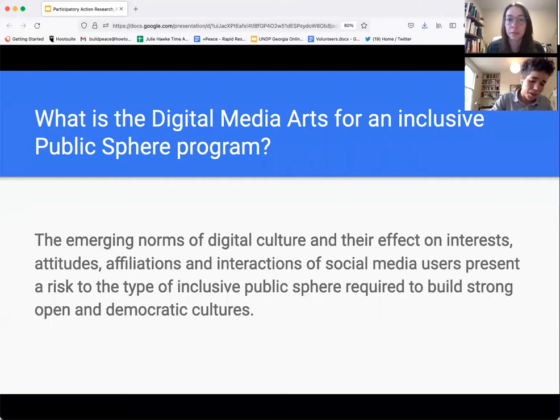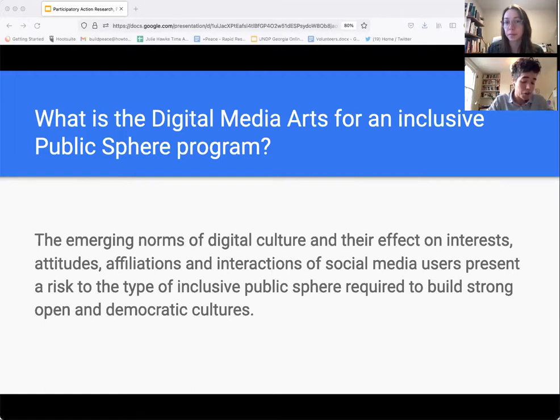I think Julie has already provided much of the framing of the digital media arts for an inclusive public sphere program, but I just wanted to share this overall framing. The DMAPS program, we think, is unique in that it's premised on a recognition that effective polarization is something that is happening to users of social media, that it's built into the very logic of the social media platforms, and is probably exacerbating existing fault lines in societies.